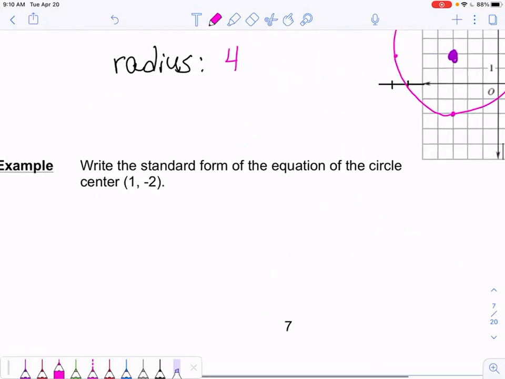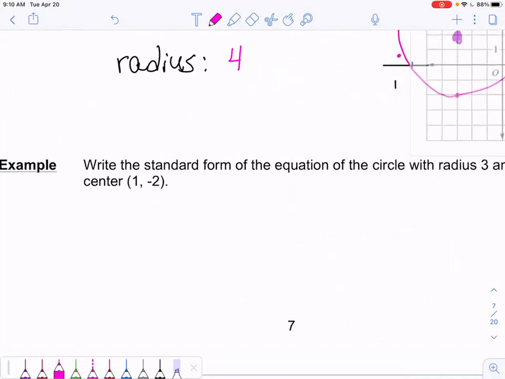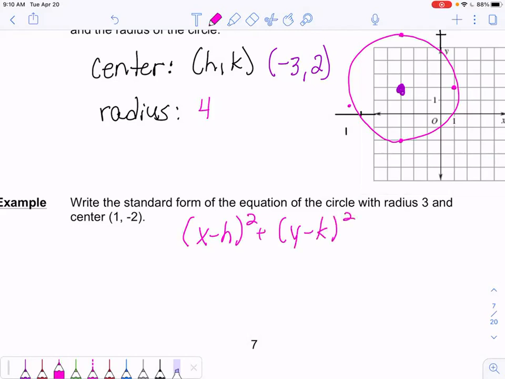So the second question wants us to use the standard form of the equation with a radius of 3 and the center of 1, -2. So write the standard form of the equation with a radius of 3 and a center of 1, -2. This is what you would have done in geometry. You would have been given the center, you would have been given the radius, and you would have been asked to write the standard form. So remember, (x minus h) quantity squared plus (y minus k) quantity squared equals r squared. So Joe, what would that standard form of the equation look like if our radius is 3 and the center is 1, -2?